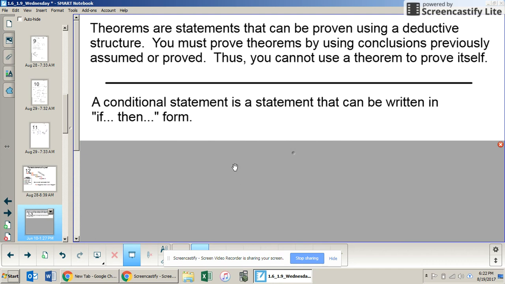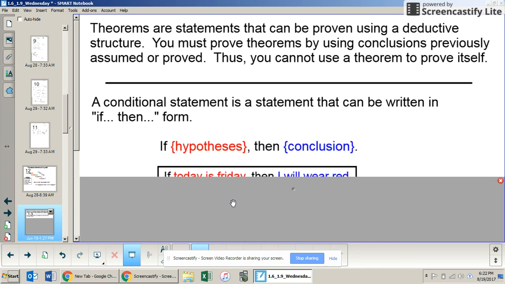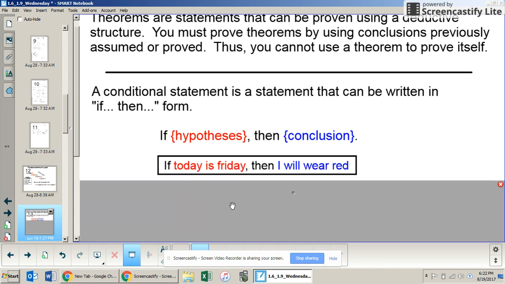So conditional statements are any statements that can be written in if-then form. For example, if you live in Naperville, then you live in Illinois. Or if today is Wednesday, then tomorrow is Thursday. Any of those statements in if-then form are conditional. The condition being, the if part is happening, the then part will then happen. The if part is called the hypothesis, the then part is called the conclusion.